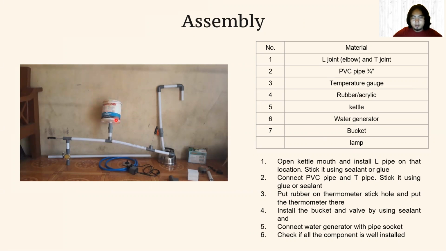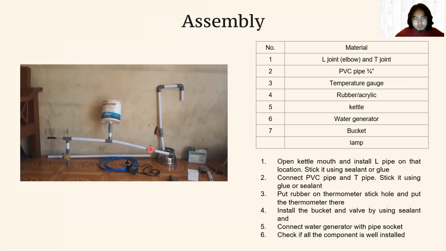cold water here. The first thing to do is we need to open the kettle mouth and install the L pipe or L joint here, and we need to glue it so that it will be perfectly installed here.